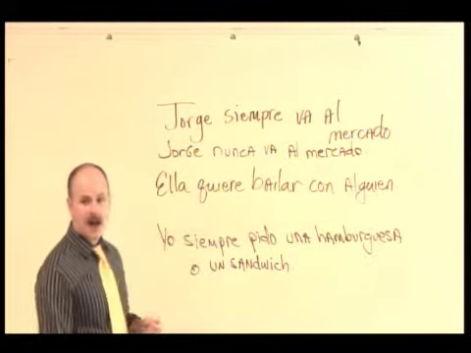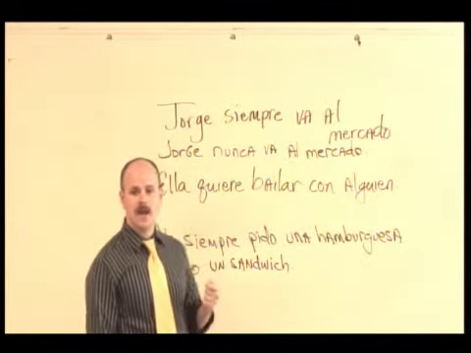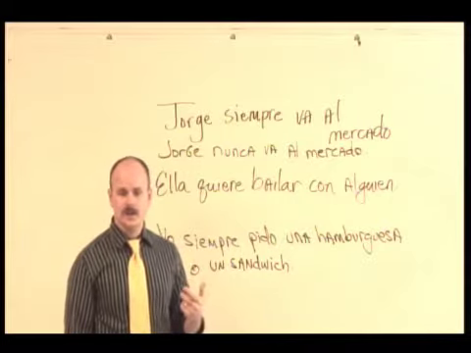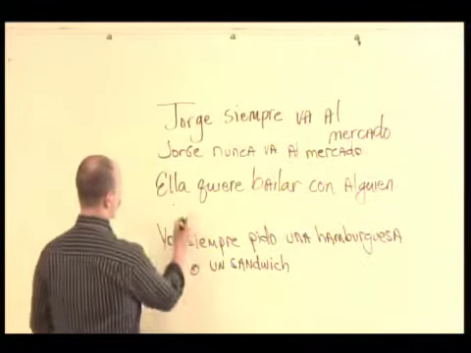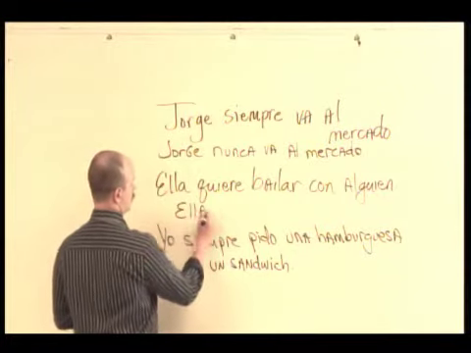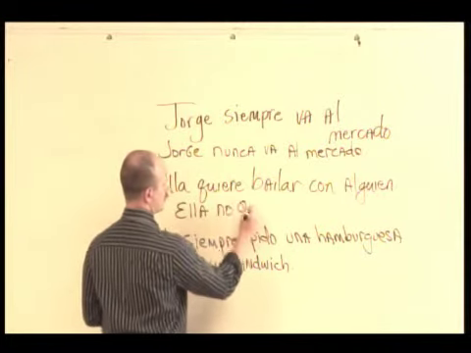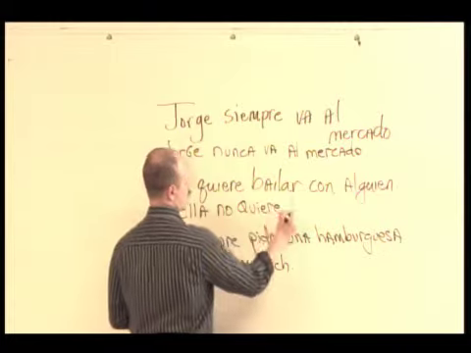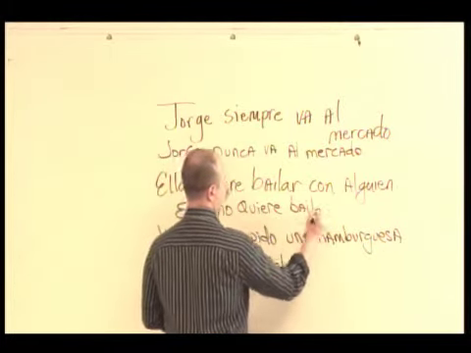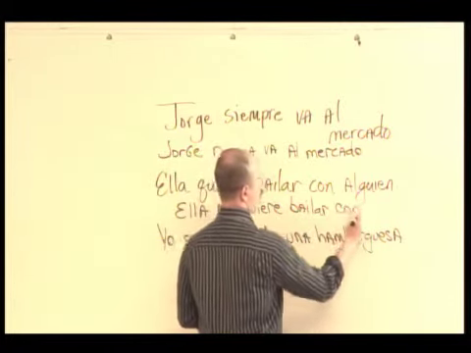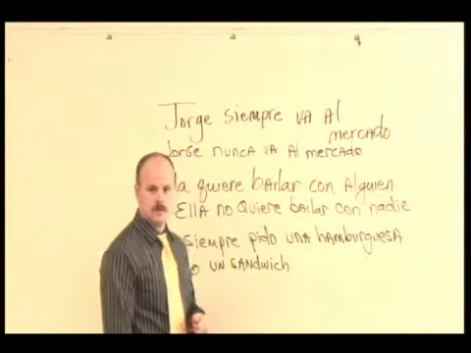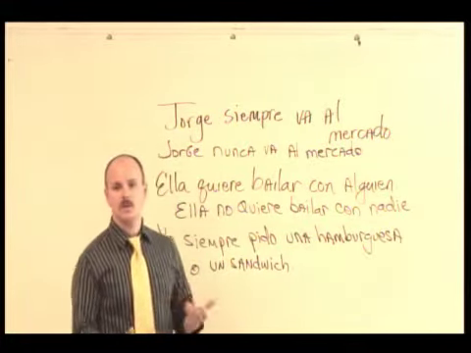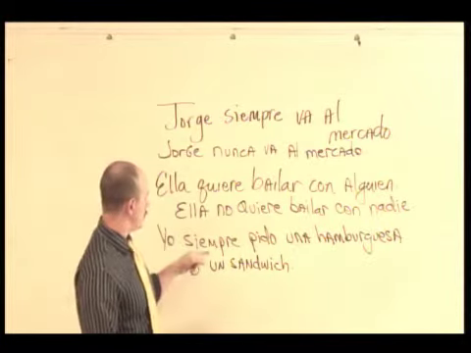Ella quiere bailar con alguien. She wants to dance with someone. We want to turn that into she doesn't want to dance with anyone. So ella no quiere bailar con nadie. She doesn't want to dance with no one, essentially.